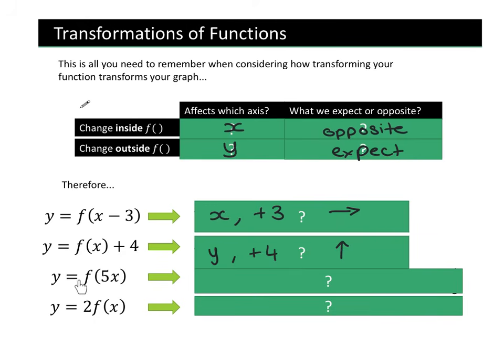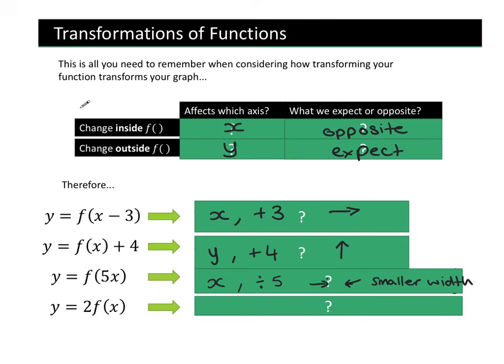The next one, inside or outside the bracket? Who does it affect? It affects x, and it's asked us, this means 5 lots of x, which means 5 times x. Okay, but we do the opposite. Instead of timesing by 5, we're going to divide by 5. So this means the graph actually gets squished, doesn't it? No, squished this way. Okay, so gets smaller. Smaller width.